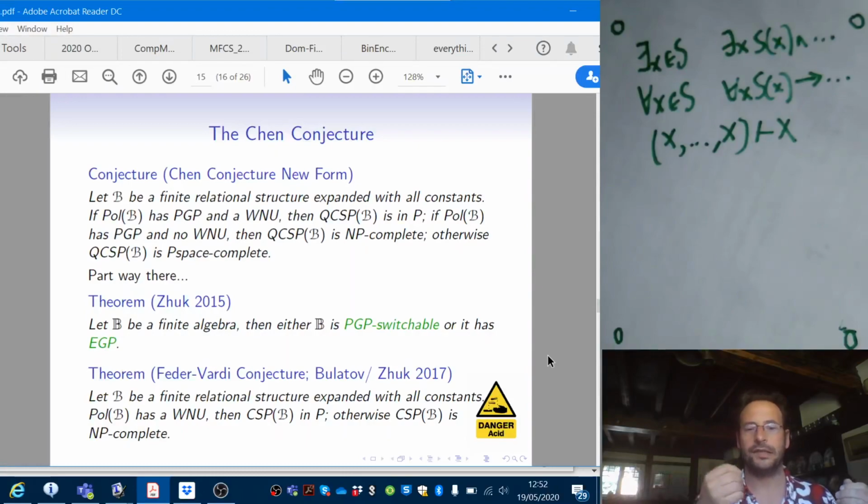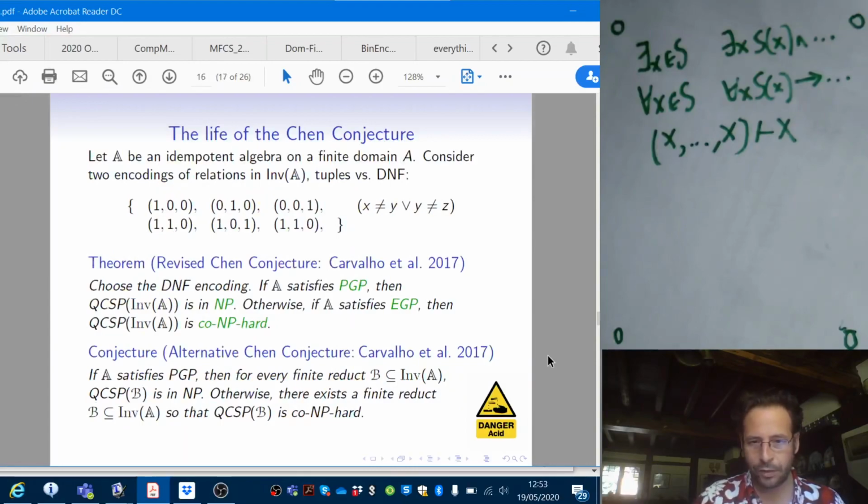Essentially, the PGP cases would split between those that are in P and those that are NP-complete. So the Chen conjecture seemed very approachable, and it seemed that we would be able to make progress in proving it. So this is the world in which the Chen conjecture exists.